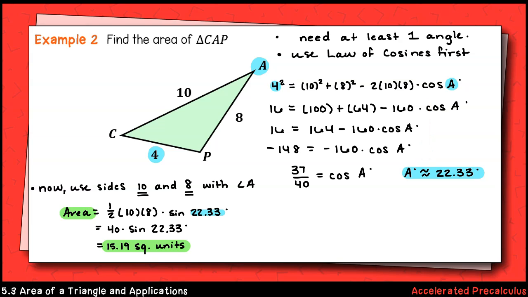is approximately 22.33 degrees. Now, to find the area, I need to use the sides 10 and 8, the sides which sort of bookend this angle A that I've just solved for. So I've got 1/2 times 10 times 8 times sine of angle 22.33 degrees. This gives an area of about 15.19 square units.